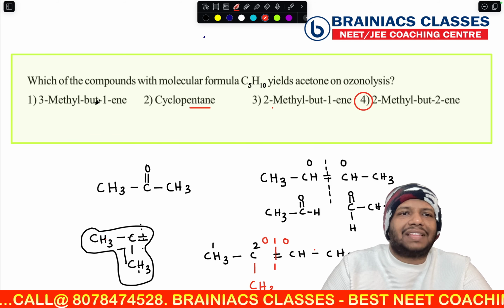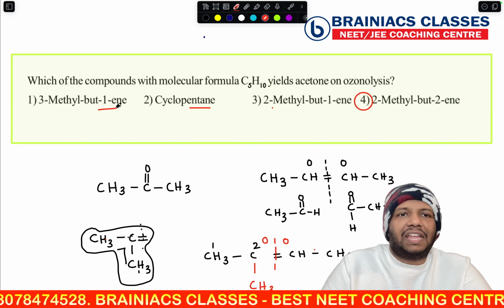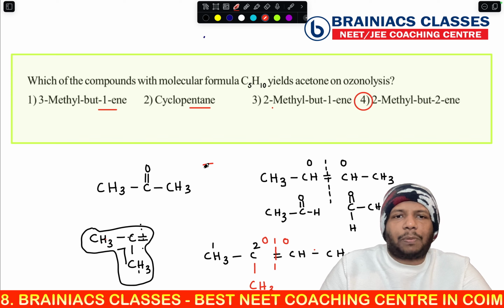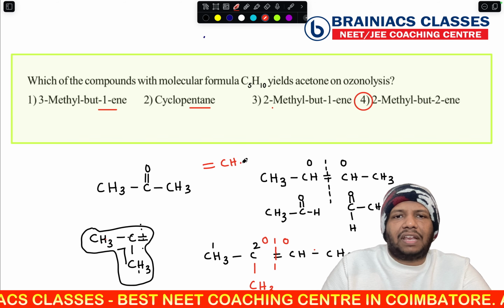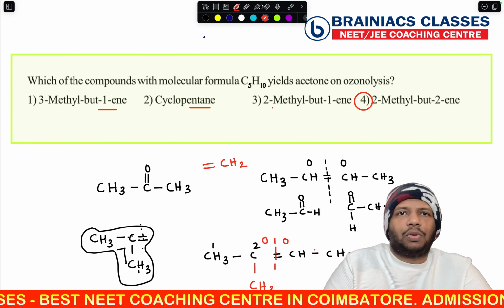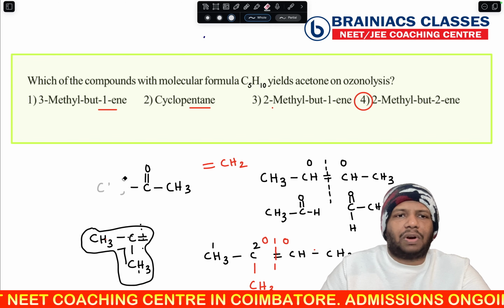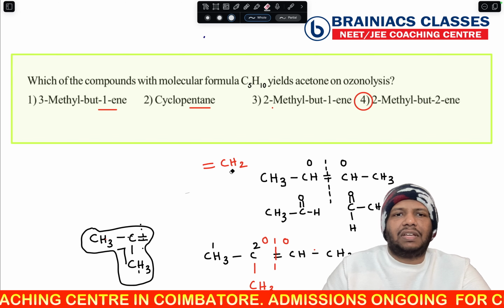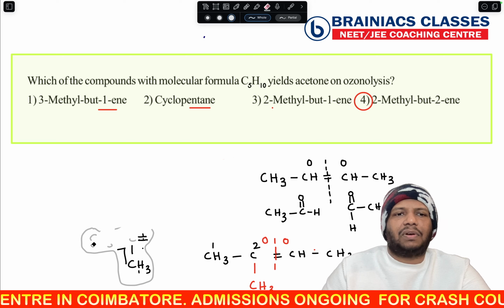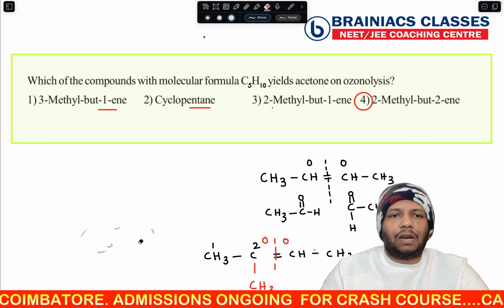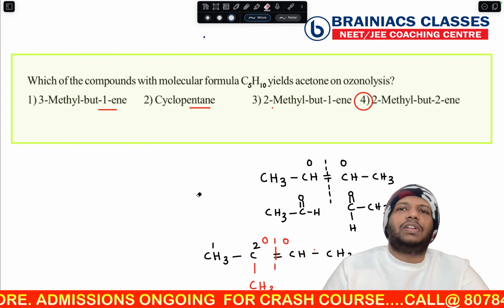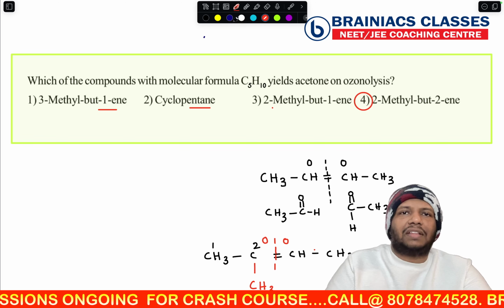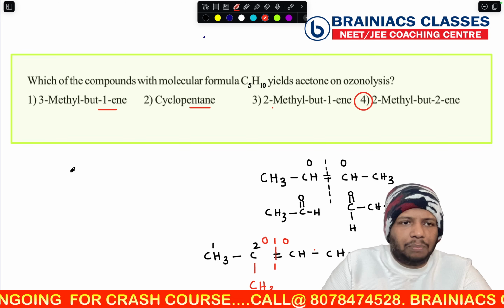Here also you can see 3-methyl but-1-ene. Again, but-1-ene is coming. The problem with but-1-ene is like this. I will show you what happens fundamentally when you take but-1-ene, and then you will get a clear picture. Since I have practiced a lot, I know that but-1-ene will not give you acetone. So that is another reason why I have not chosen but-1-ene.